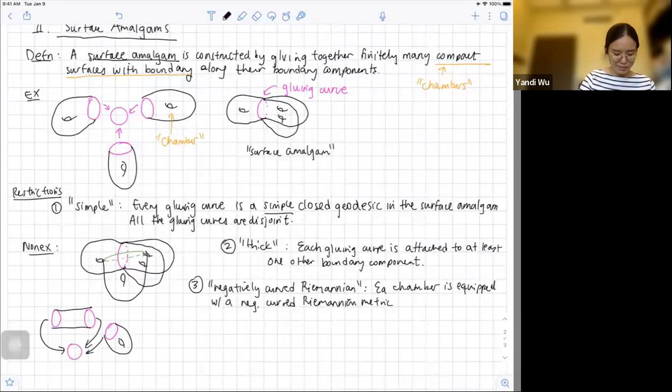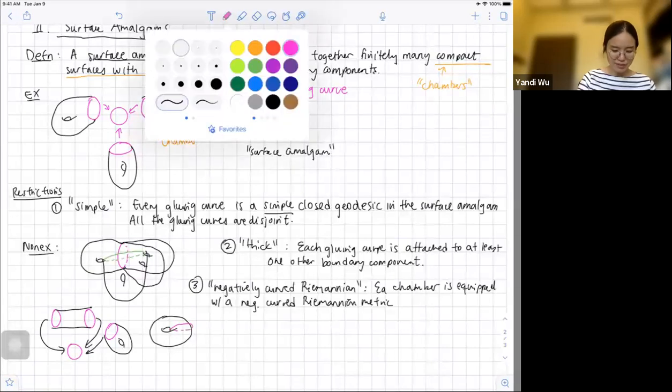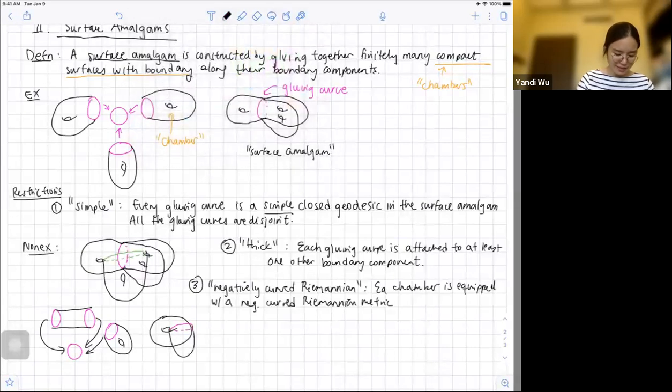So this becomes, if you glue the ends of the cylinder together, you get a torus. And then you have another torus of a boundary component attached to that. So this is actually another non-example of a simple thick negatively curved surface amalgam because you can't put a negatively curved metric on your cylinder.